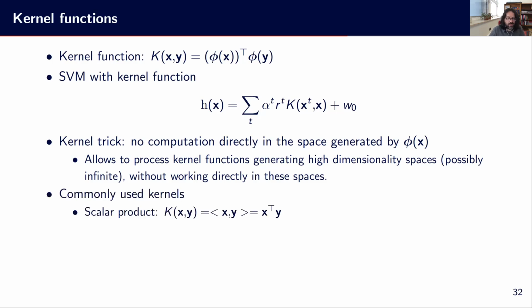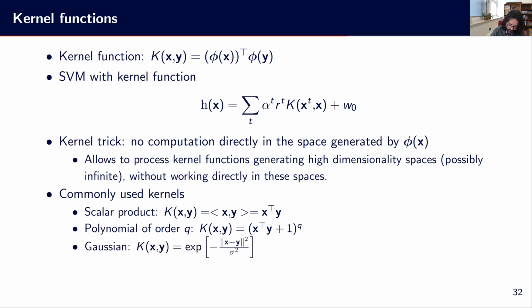Here are some commonly used kernels. We have the scalar product, which is the kernel where we fall back on the original formulation of the linear discriminant. It does nothing but the x transpose y computation, the product between x and y. But we have other kernels, like the polynomial kernel of order q, which computes x transpose y plus 1, to the power q. This is a relatively common kernel that does a good job.